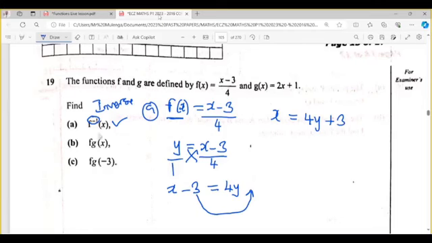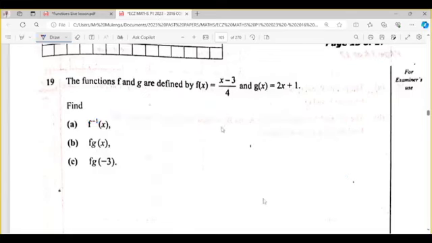Now the question is find function inverse of x. So we have made x the subject of the formula. So we'll say therefore f inverse of x is equal to 4, and where there is a y, we are going to substitute x, and then plus 3. That's what we said. So this is our answer to question 1. We have found the function inverse of x. Let us now find question 2, which is fg(x).